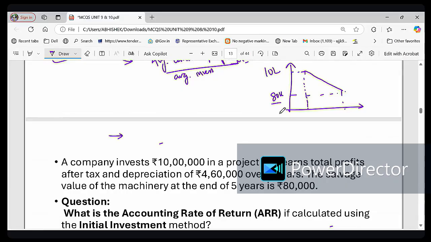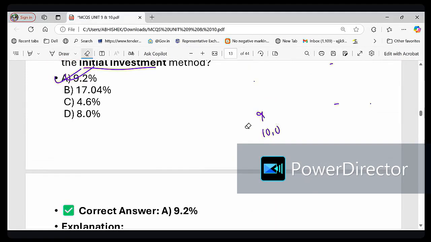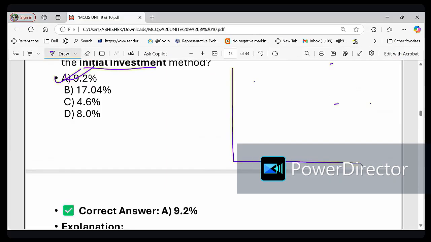Using the graph, you can easily understand it. Let me use this particular space to make you clear how to find the average in this case, because we have to calculate average investment. The graphical way is the best way to understand it. Suppose this is the graph. Initial value is 10 lakh. Final value is somewhere here, 80,000, 80K. We have to find the average.